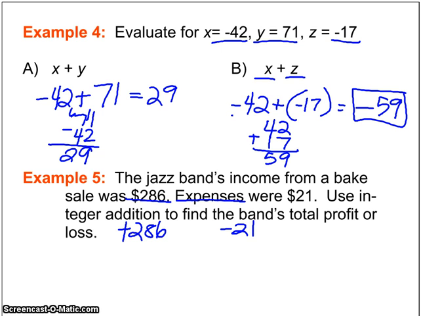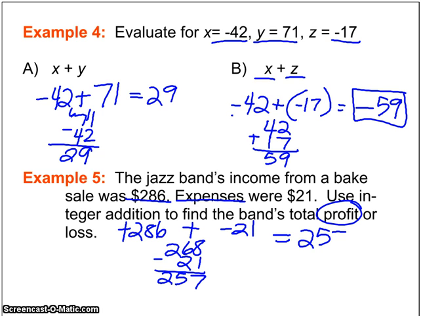Use an integer addition to find the band's total profit or loss. So in other words, I want to take our $286 and add our expenses to it, which in this case are a negative amount. So once again, do I have more positives or negatives? More positives, so we're going to end up with a profit or a positive amount, and the signs are different, so I have to take the difference or subtract. And we find out after their income and they subtract out their expenses, the band ends up with 257. And what are my units? Hopefully you're thinking dollar signs.